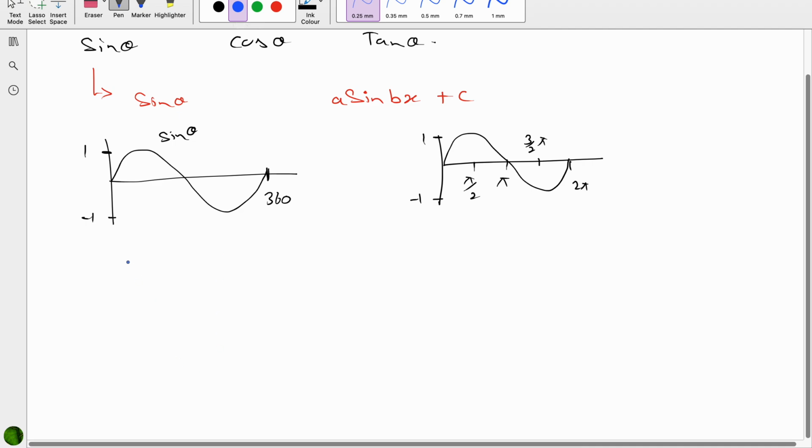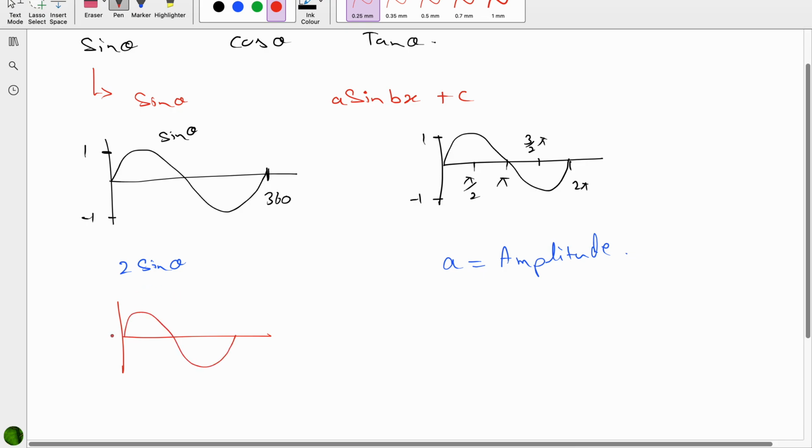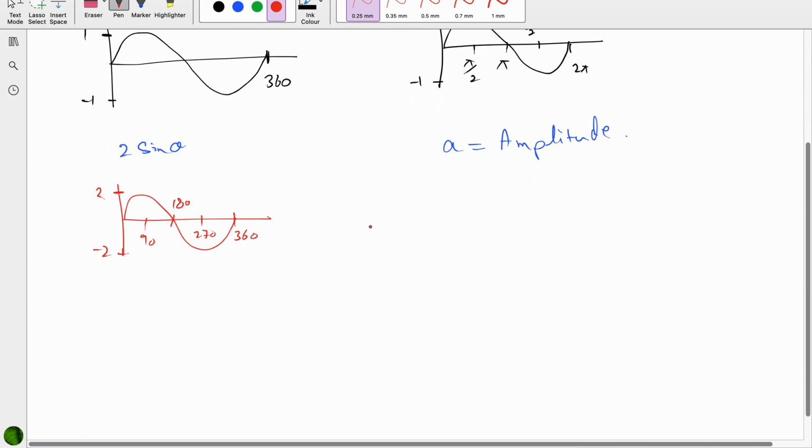So what happens when we draw 2 sine theta? Basically we are attempting for a. A is the amplitude. So when we draw the graph of sine theta from 0 to 360, this would be 2, -2, and nothing else changes. This is 360, and we have the equal divisions 90, 270, and 180 as shown. So this is about amplitude.